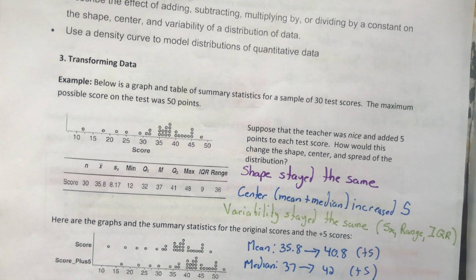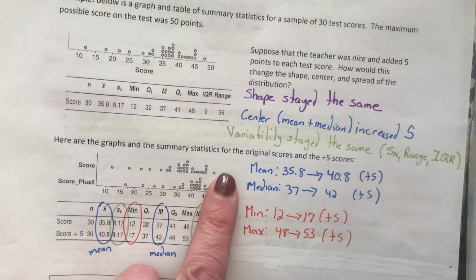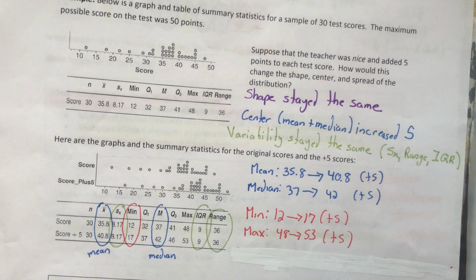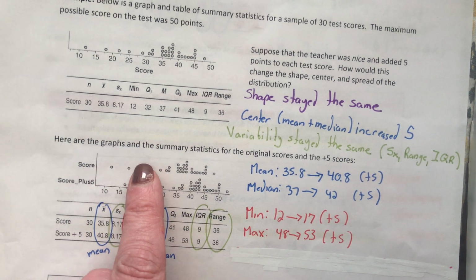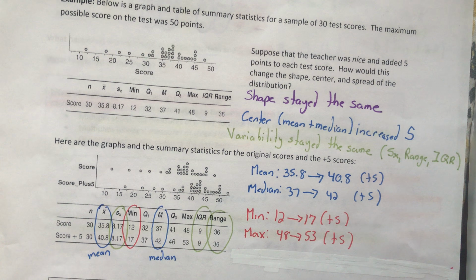So let's take a look here. We have our original test scores for our 30 students plotted, and then we have their test scores plotted when we add 5. So as we take a look at the distribution of our data, we see that even though we added 5 points to every test score, the shape stays the same. So adding 5 points to each observation, the shape does not change, it stays the same.